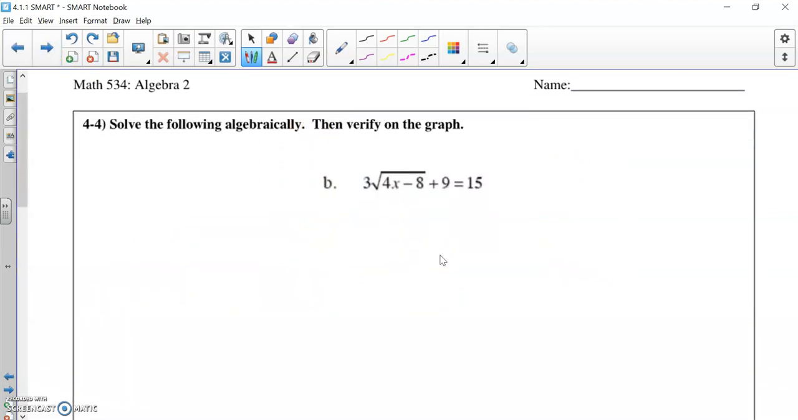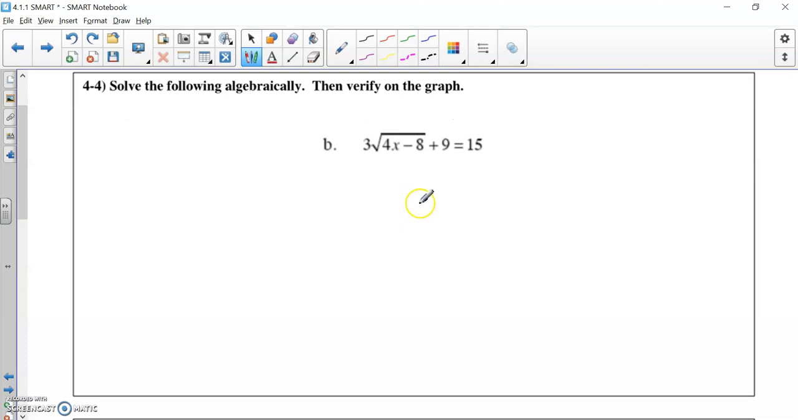So here we want to solve this algebraically, and so we're going to go ahead and move stuff around to get x by itself. Okay, so the first thing we want to do is notice that the x is trapped in the square root, so we've got to move other stuff around first. A good first step would be to move this 9. We can subtract the 9 from both sides. So the 9 is going to go away. We are left with 3 times the square root of 4x minus 8. And then on the right, we are left with 15 minus 9, which is going to be 6.